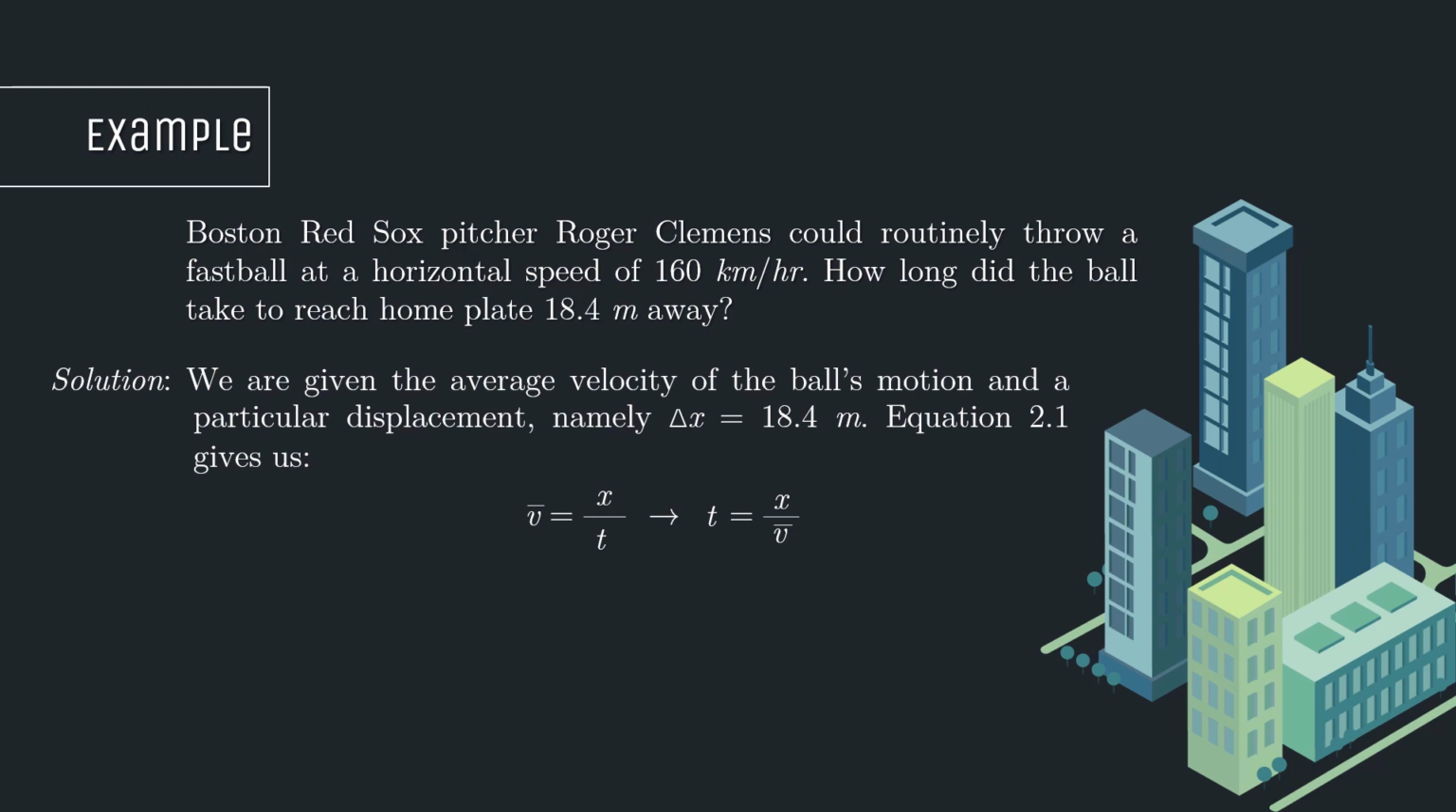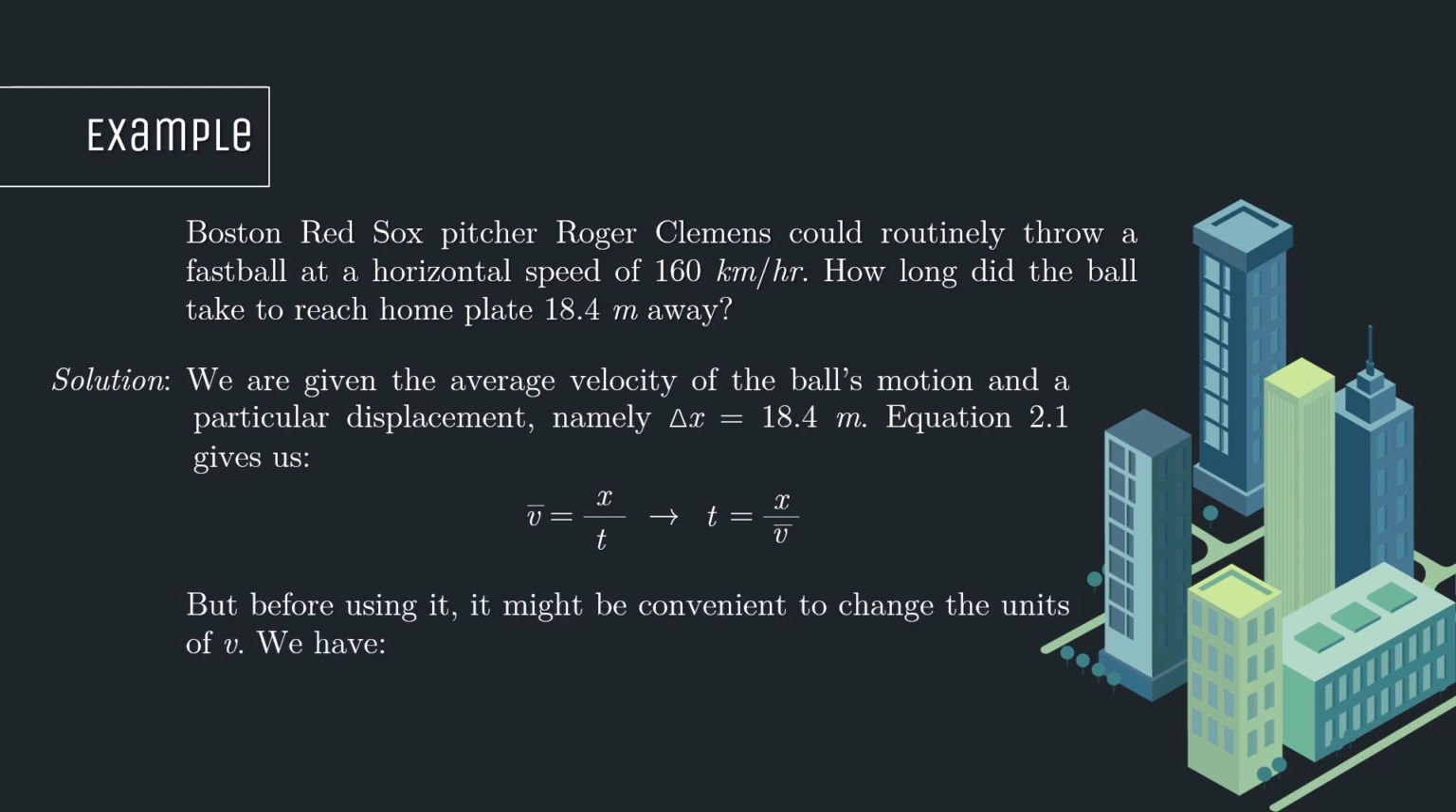To solve this problem, we are given the average velocity of the ball's motion in a particular displacement, namely change in x, which is equal to 18 and 4/10 of a meter. Equation 2.1 gives us v is equal to x over t. Manipulating, t is now x over v. But before using it, it might be convenient to change the units of v. We now have v is equal to 160 km per hour times 1000 meters per 1 kilometer times 1 hour per 3600 seconds, which is equal to 44 and 4400 meters per second.